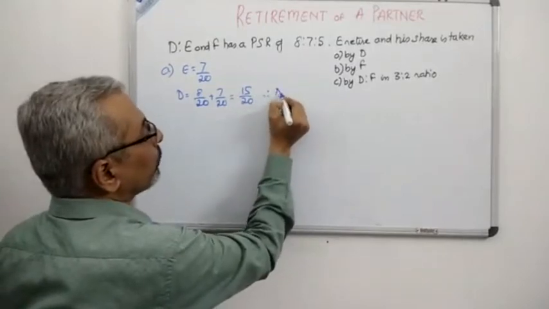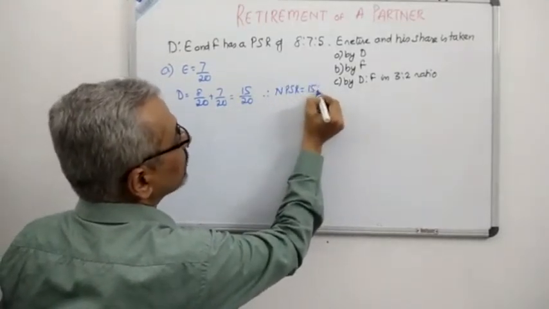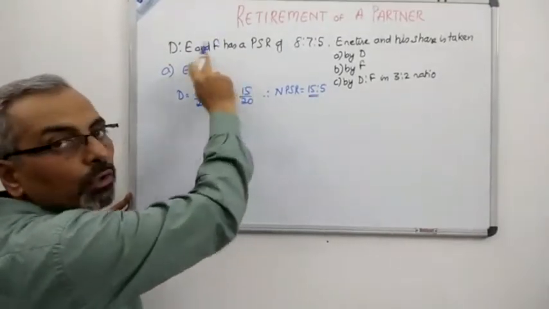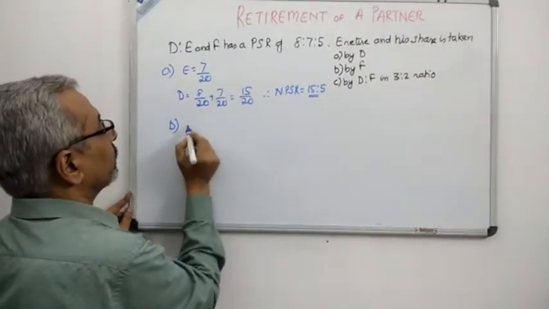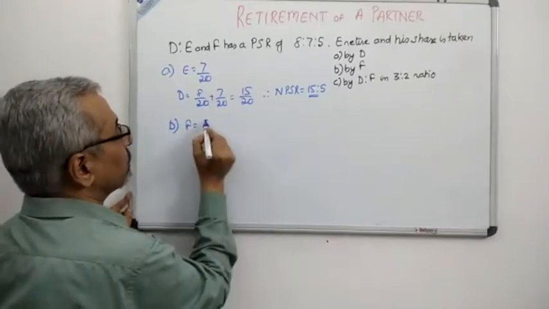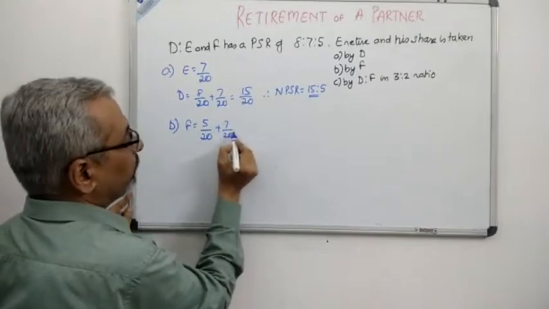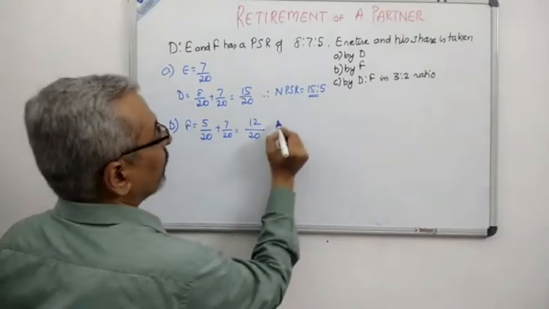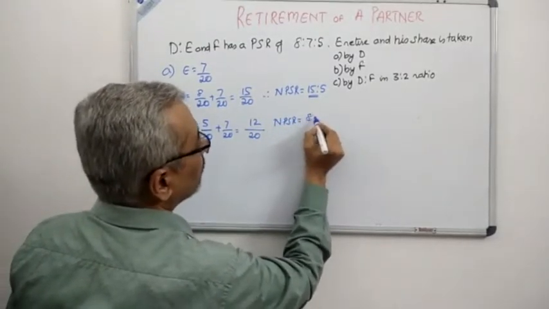Therefore, the new profit sharing ratio is 15 is to 5. Why? Because only D took and F did not get anything. Now in case B, who is getting? F is getting. What is F's original share? F's original share is 5 by 20. 5 by 20 plus 7 by 20 gives us a figure of 12 by 20, and therefore the new profit sharing ratio in this case is 8 by 12.